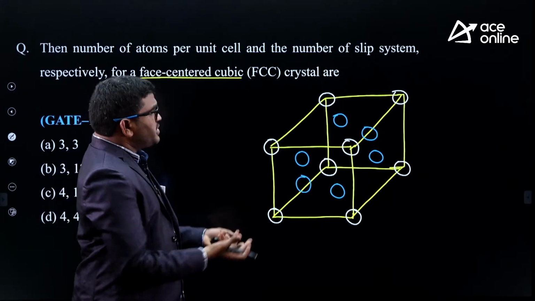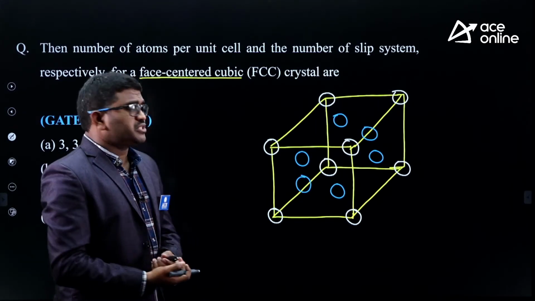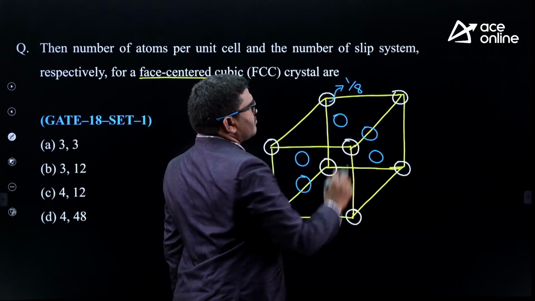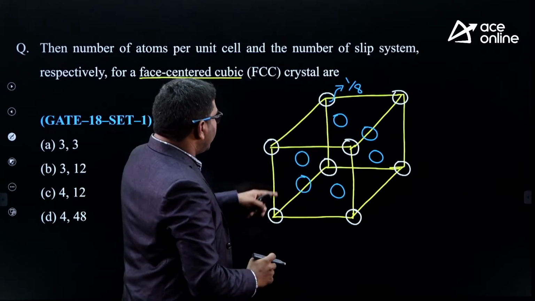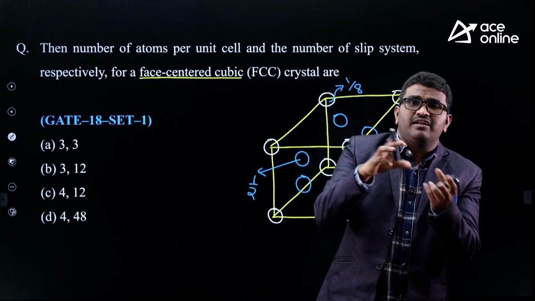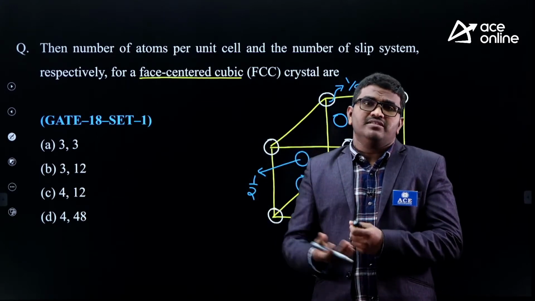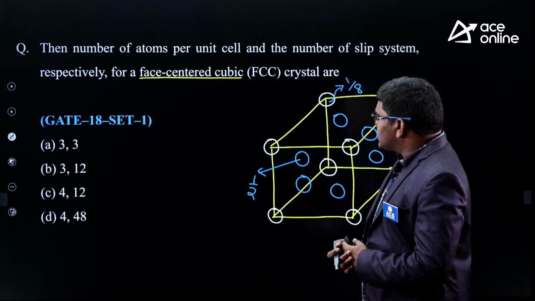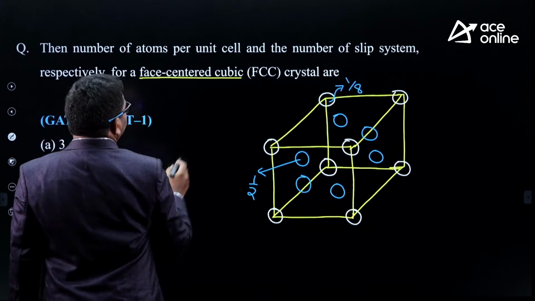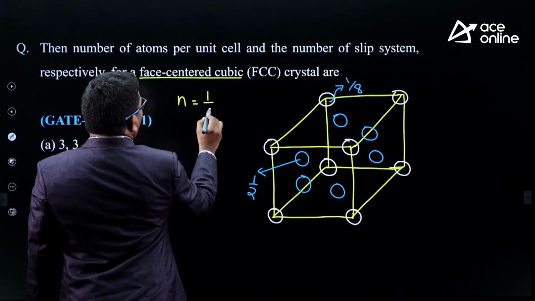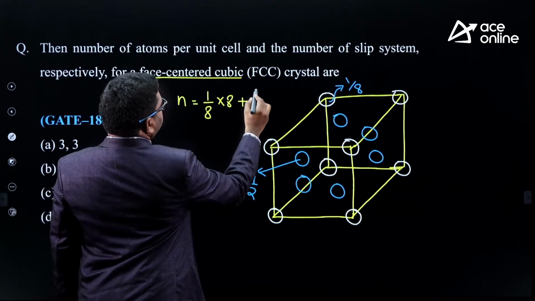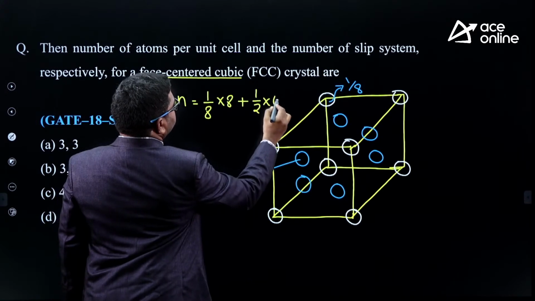So the number of atoms per unit cell they are asking, the effective number of atoms. Now see here, at each corner 1/8 fraction of the atom is present, like that 8 corners, and at each face center 1/2 of the atom is present. If I take a face, half of the atom is in one unit cell, another half is in the other unit cell. So at each face 1/2 atom is there. So the effective number of atoms, n, is equal to, at each corner 1/8 of the atom, like that 8 corner atoms, plus at each face center 1/2, like that 6 faces are there.